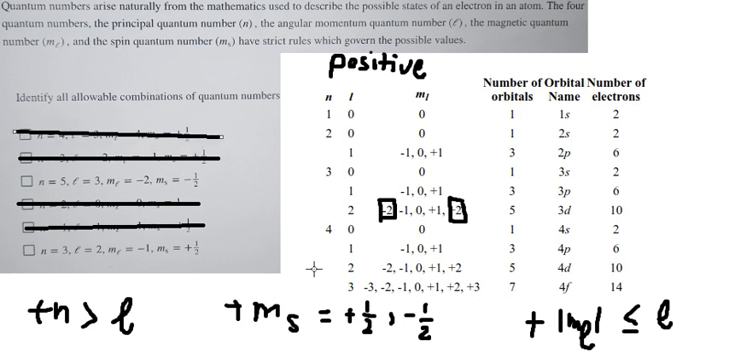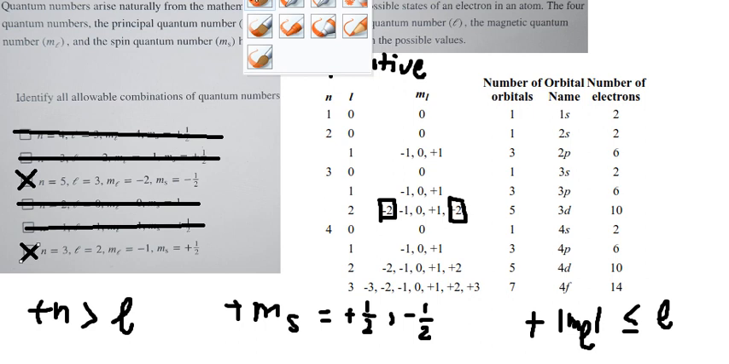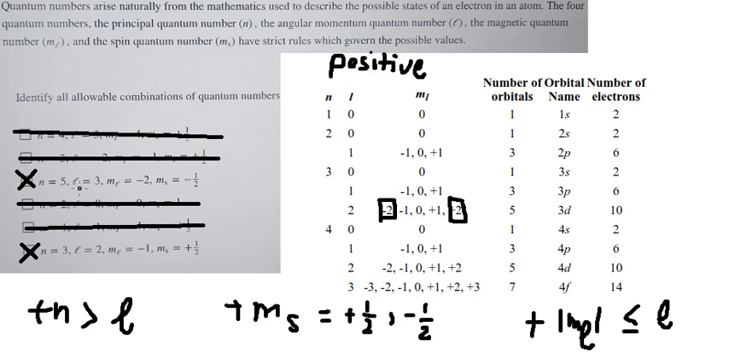So the answer for the question is this one and this one. Because N is greater than L, and the value of ML is between these values. We have MH, they belong to this one.